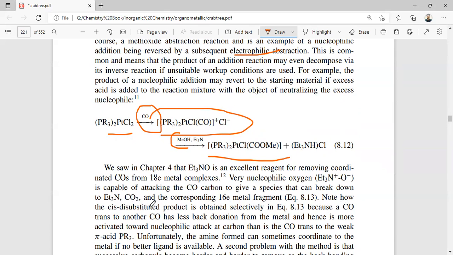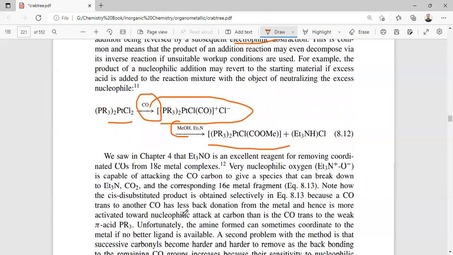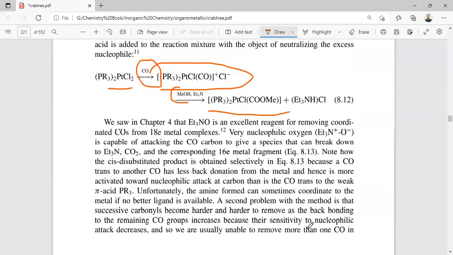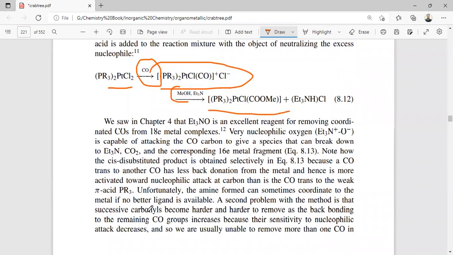That's how the cis-disubstituted product is obtained, because once one CO is removed, another CO is left with less back donation from the metal, hence it is more activated toward nucleophilic attack at carbon. That is the cis-trans with PR3, a pi acid, PR3. Unfortunately, the amine can sometimes coordinate to the metal if no better ligand is available.